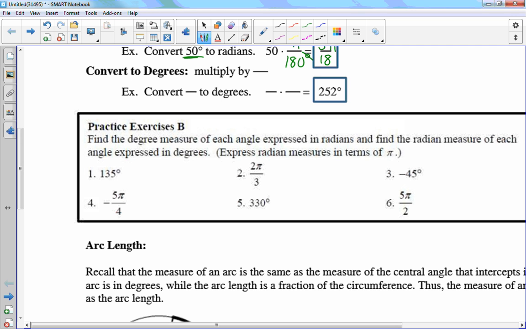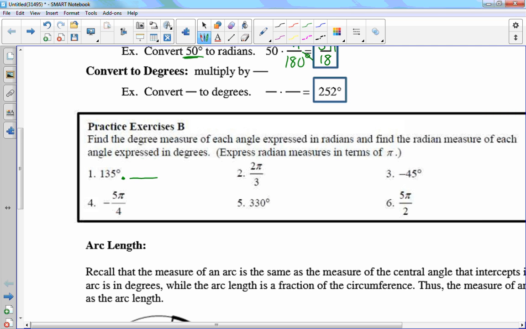Converting 135 degrees to radians. Oh my heavens, folks. I'd like to be able to give you extra credit, but we have to get to it, so stop messing around.